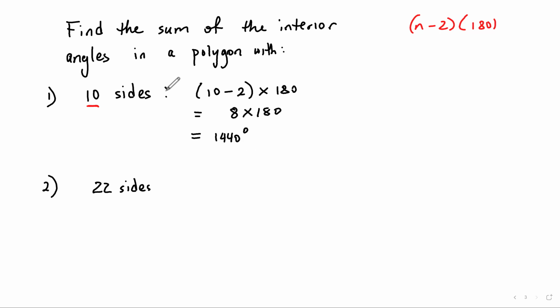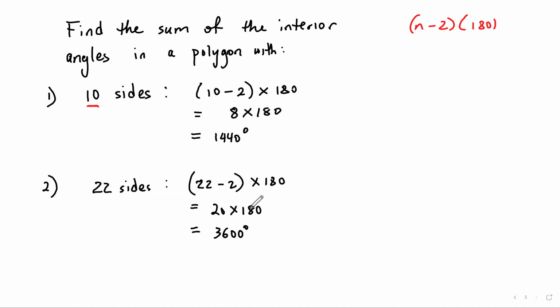So Matthias, how would I calculate the sum of the interior angles in a polygon with 22 sides? How would I do that one? This polygon will be 22 minus 2, by 180. Work it out for me, please. So that's 20 by 180. Yeah, that is 3,600 degrees. Good, 3,600 degrees.